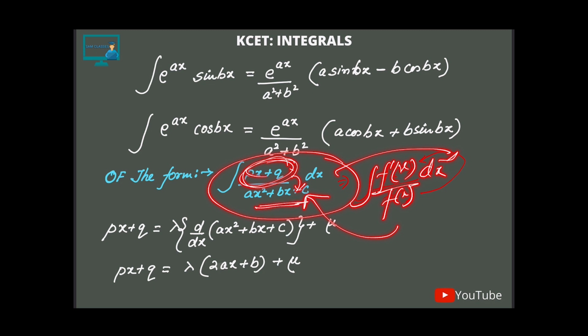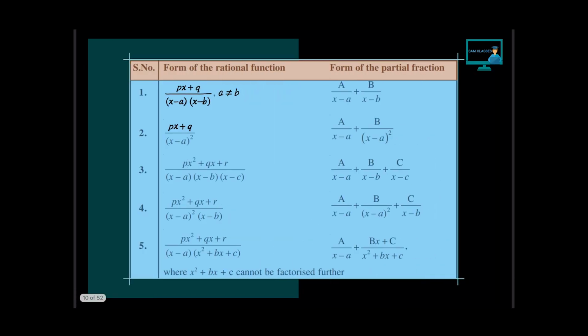So what we do, we write numerator is equal to lambda times d by dx of denominator plus mu, and then we adjust them and find the values of p and q, and we solve it. Okay, now this substitution for the partial fraction, we need it, very important.